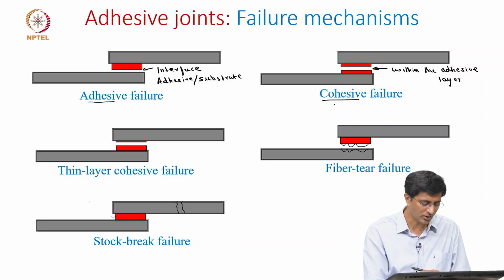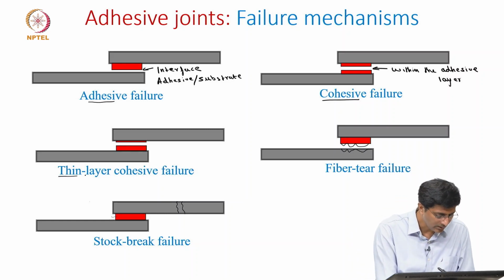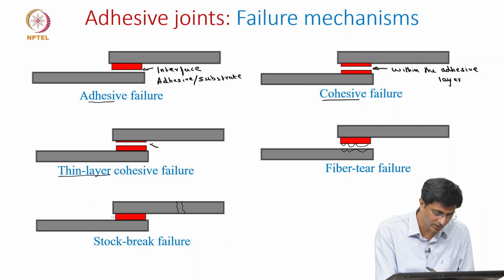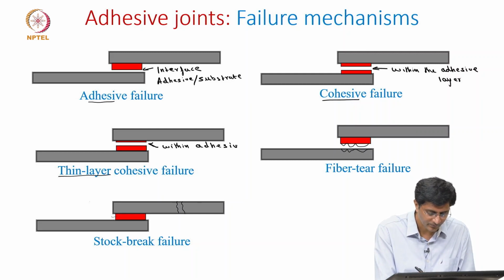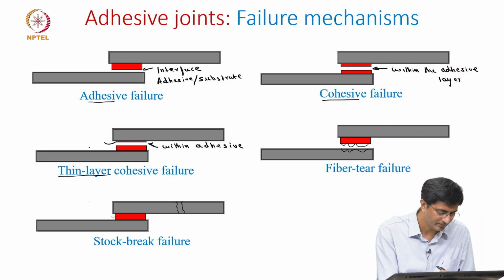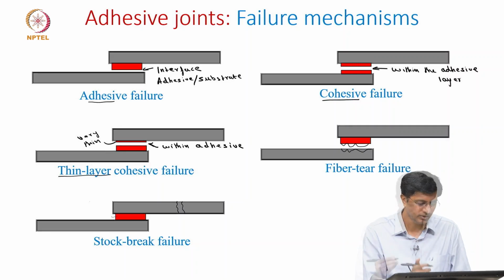But there are also other different failure mechanisms, which include the thin layer cohesive failure, meaning the failure is in the adhesive like what we see here. It's a cohesive failure, meaning again within the adhesive, but as you can see one of the layers is very thin, so it is very close to the substrate level.